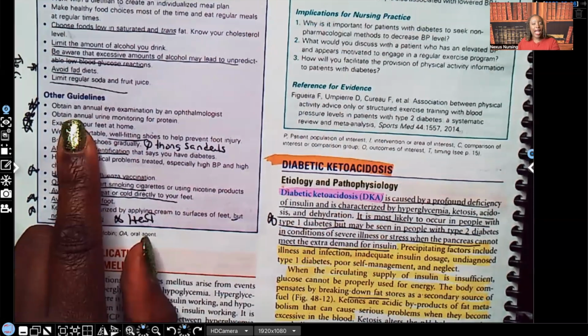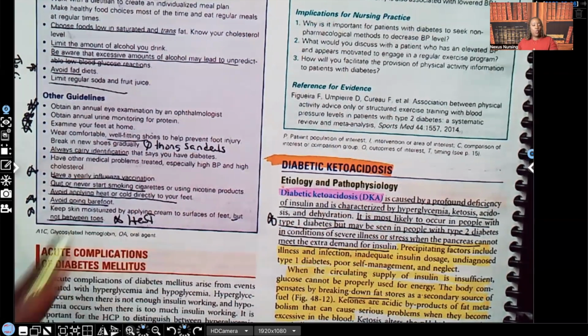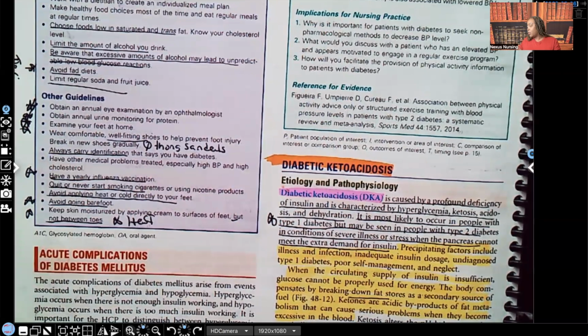Obtain an annual eye examination. Why? We know that diabetes is the number one cause of blindness here in the US.